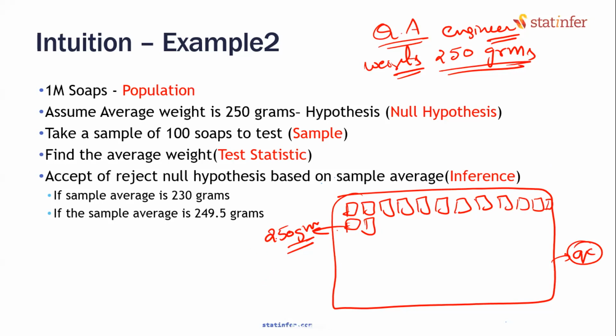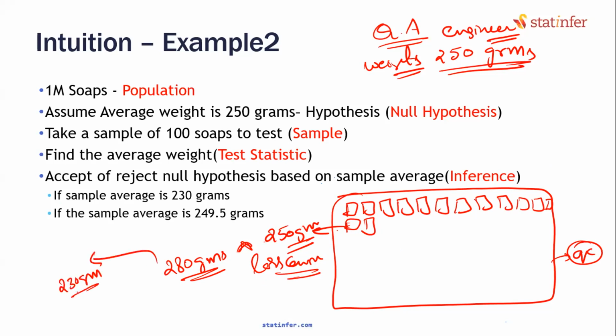Let us suppose by mistake, the average weight of the soap is 280 grams. That will be a loss for the company, isn't it? 30 grams extra you are giving for every soap. Do you agree? Then you will reject this lot. There must be something wrong with the machine. Then if the soap is, let's say, 230 grams, what is the problem? The consumers will put you in court, isn't it? Because you're cheating the consumers. Do you agree?